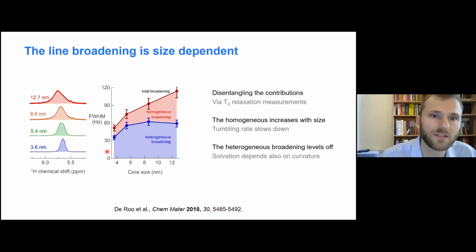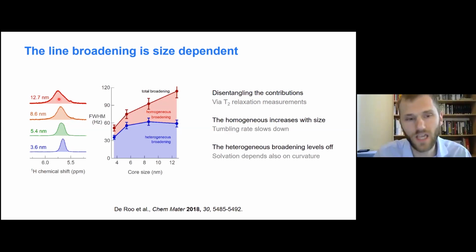And how does it depend on the size of the nanocrystal? So here you see different sizes of lead sulfide nanocrystals, and again the alkene resonance. We always focus on the alkene resonance because it's so nicely separated from all the other signals. And so you clearly see that the line width is dramatically increasing with the size.